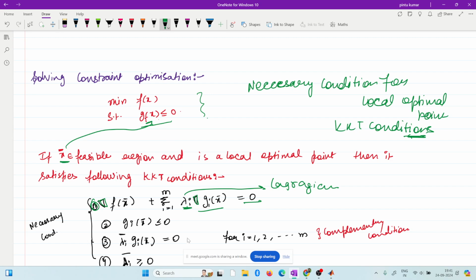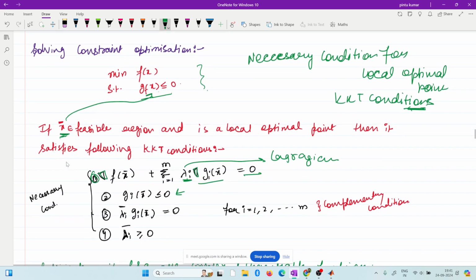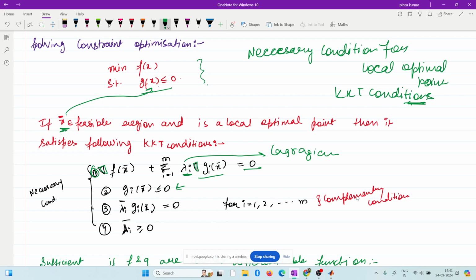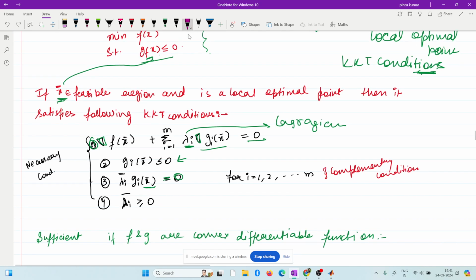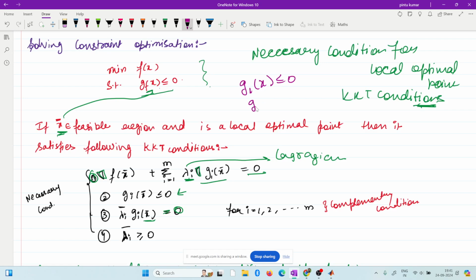Second condition is nothing but rewriting all your constraints, which imposes a condition that your x bar is actually a feasible point. Third is called the complementary condition, that lambda_i times g_i of x bar is equal to 0. What does this actually say? If you look at this condition, g_i of x is less than or equal to 0, when it's equal to 0, we say that it is on the boundary of this particular constraint.